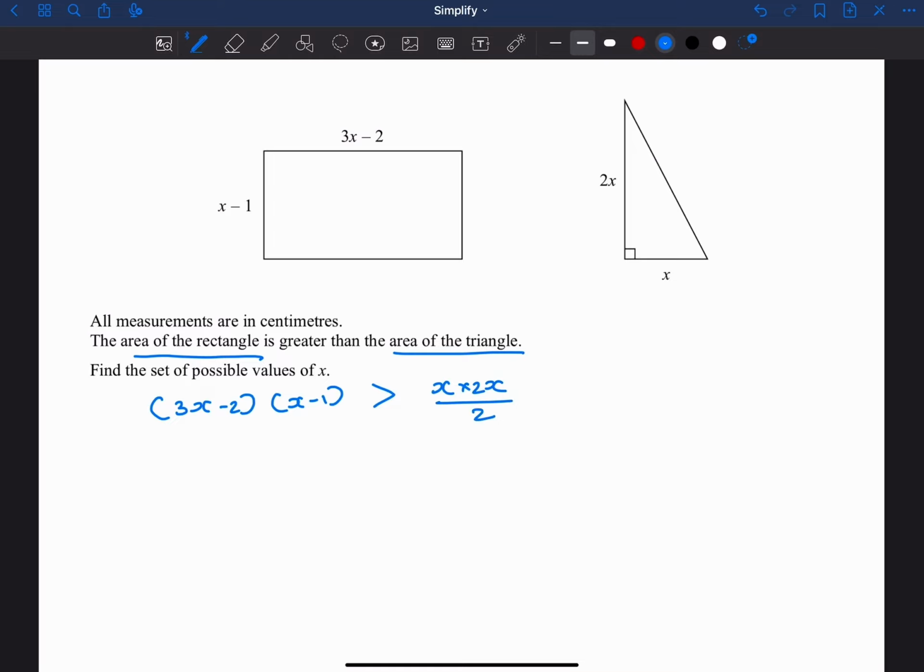If I multiply this one over here, that gives me 3x squared. Multiplying by 3x, that's 3x squared minus 3x. Then let's start multiplying by the minus 2, so that's minus 2x plus 2, greater than... if I multiply that side, what's that?